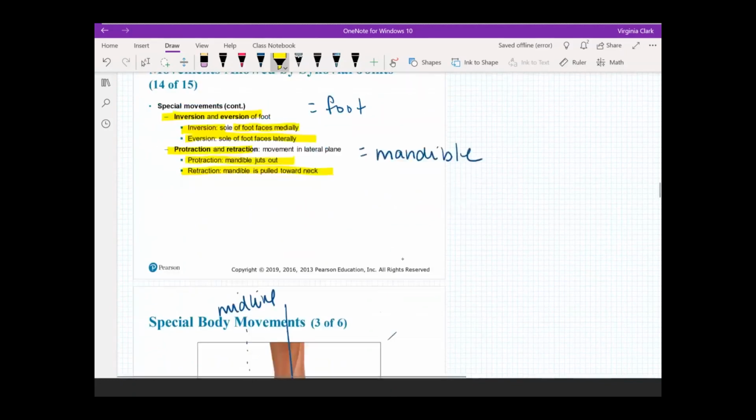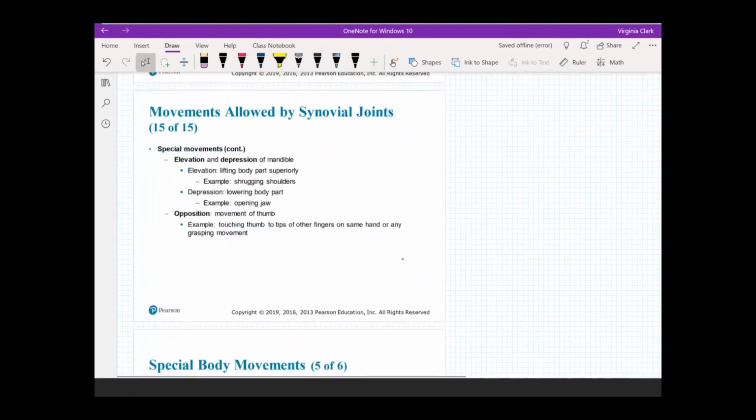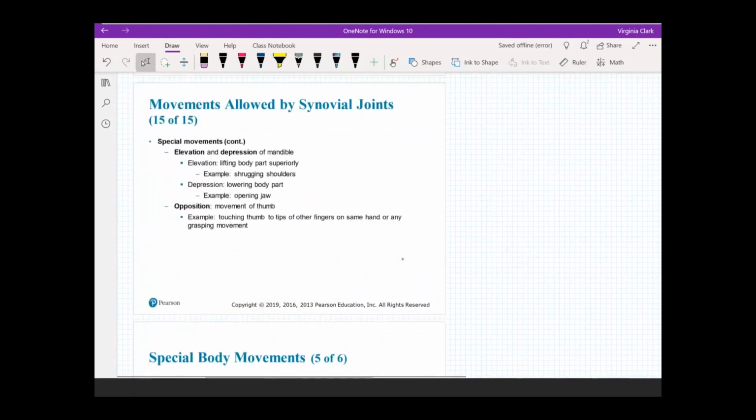Retraction is where you pull that mandible back towards your neck. So protraction, you've stuck it out. Retraction, you've moved it in. And then you've a couple more. You've got elevation and depression. You can do this in the mandible. You can also do this in the shoulder.